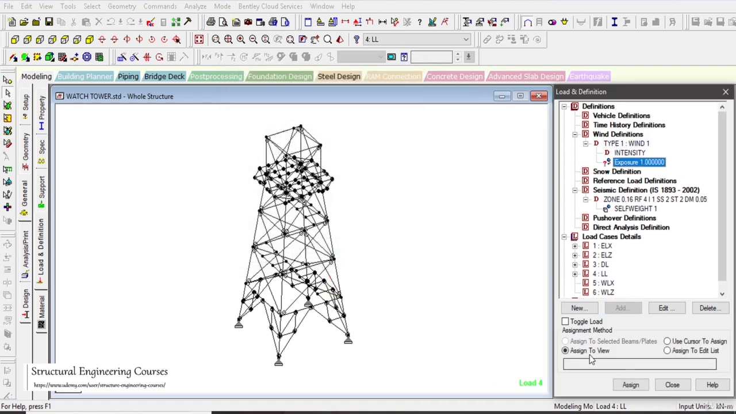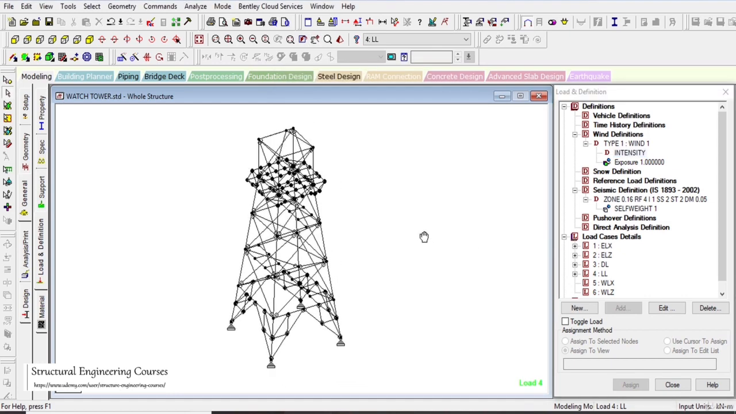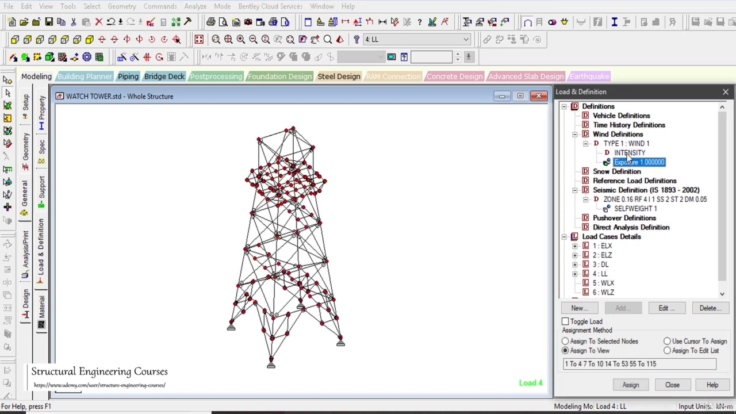We can calculate the wind loading also as per the Indian standards that I had already explained in the other lectures, how we can calculate this wind loading. But typically we can apply this type of loading.